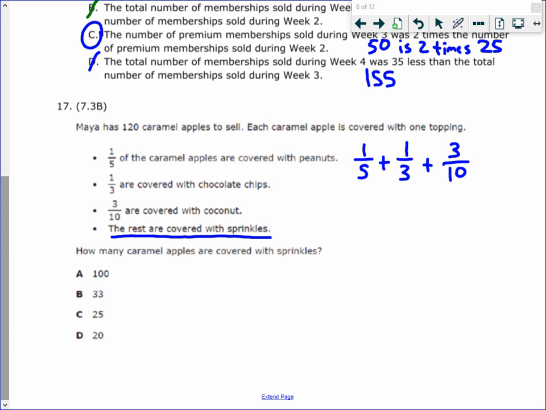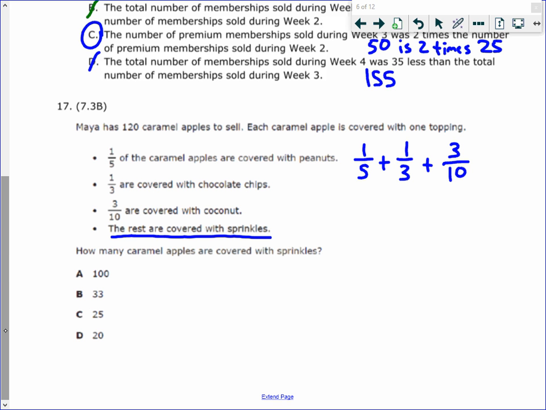So 1/5, 1/3, 3/10. A common denominator here would be 30 because 3 times 10 is 30. 5 times 3 is 15. So yeah, all of those go into 30. I would just use all your factors of 10 and see what goes into it.